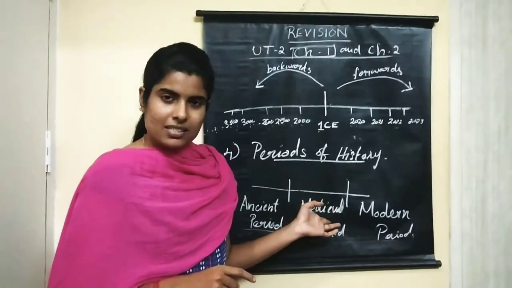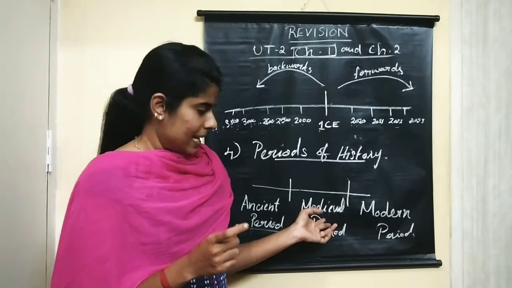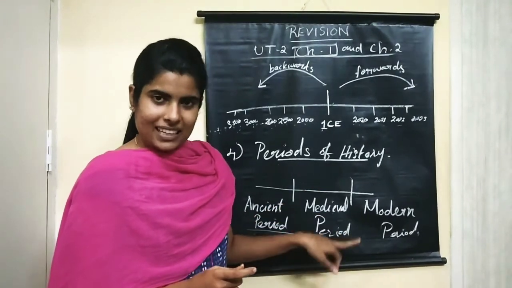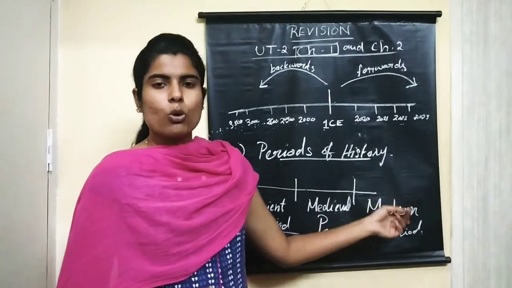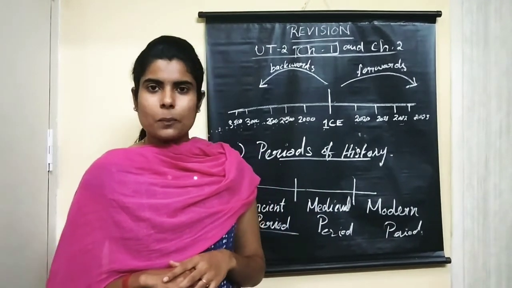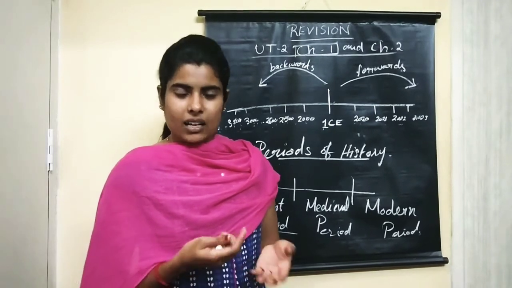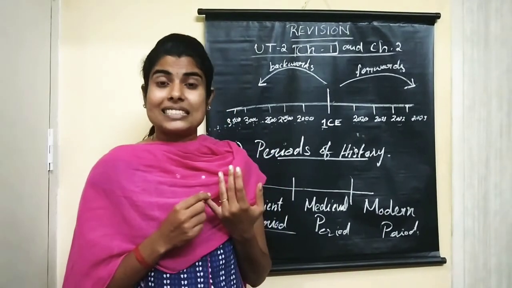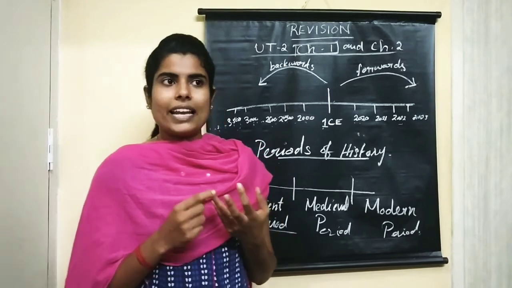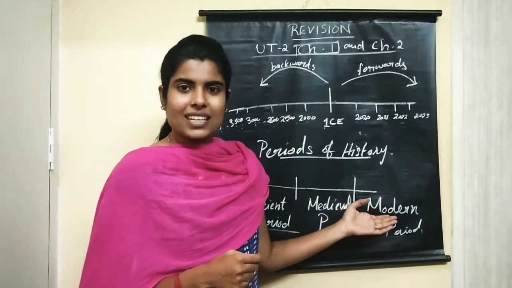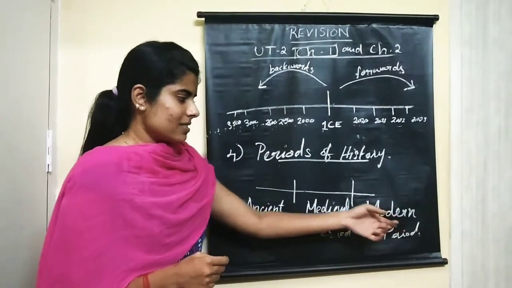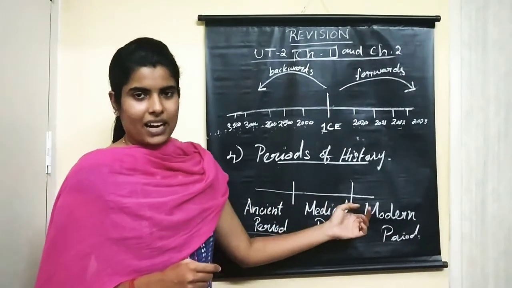So those periods, the time which was ruled by the kings, all those years come under the medieval period. And what about the modern period? Modern period is the time that we are living in, with all the technology development and robotics. Yes or no, children? So everything comes under the modern period. So this is how history is divided.